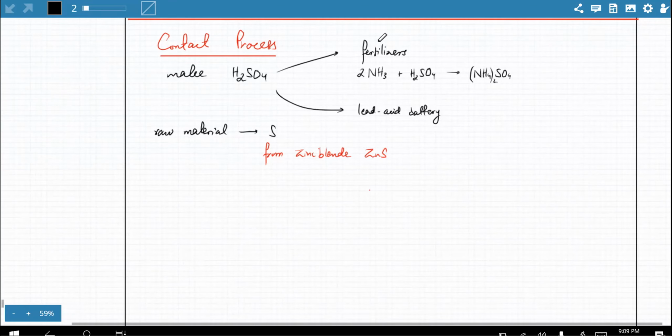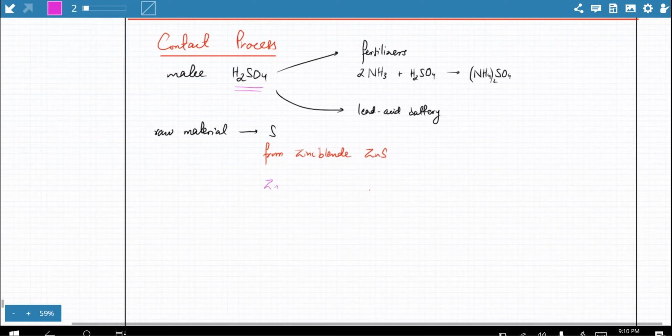It is frequently used in lead acid batteries. The raw material was sulfur, which you can obtain from zinc blend. Okay, so that's the first part. The aim is to make sulfuric acid. Now the first part: you take zinc blend and it's roasted in air.